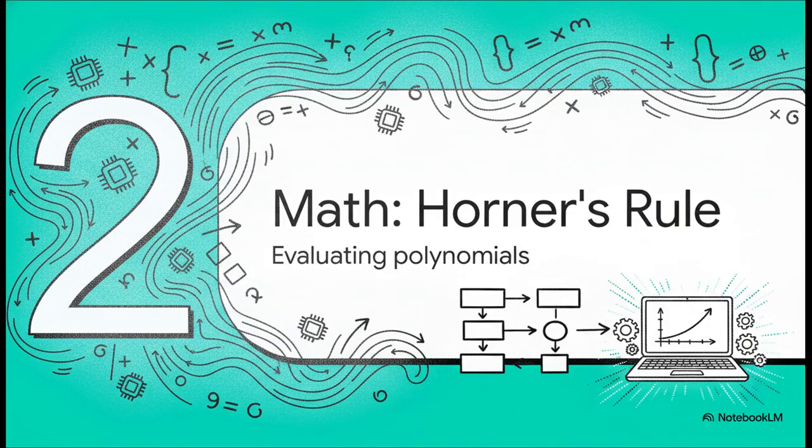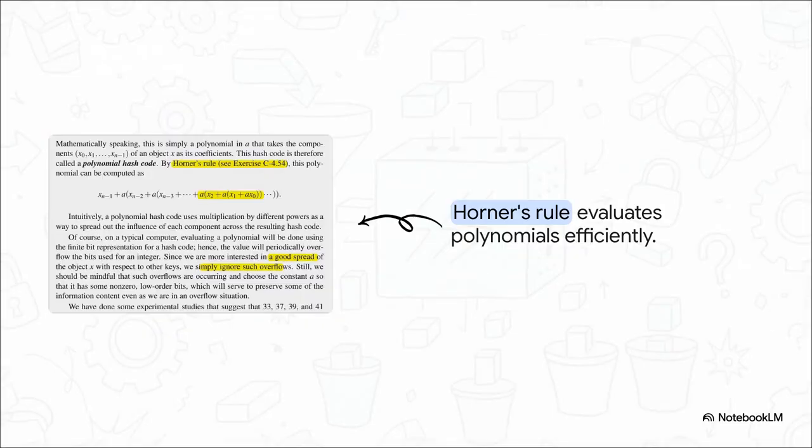Moving right along into Section 2, the math, specifically Horner's rule. So how do we actually compute these complex mathematical spreads without slowing our CPUs to a crawl? Because mathematically, a hash code is really just a polynomial. But evaluating it the standard way requires massive, computationally expensive multiplication. This is where Horner's rule comes in, and it's a total game changer. By cleverly factoring out the variable a and nesting our additions and multiplications, we drastically cut down the total number of operations required. It makes the math incredibly fast to execute.